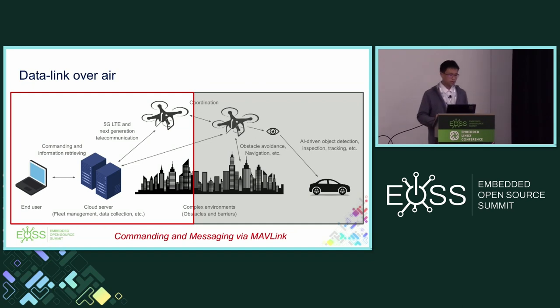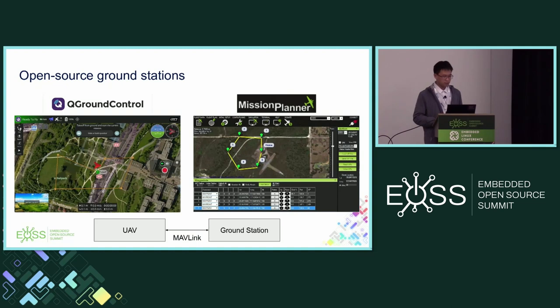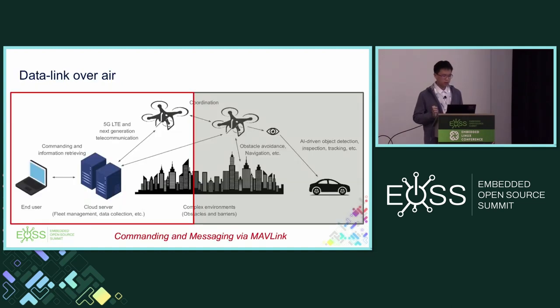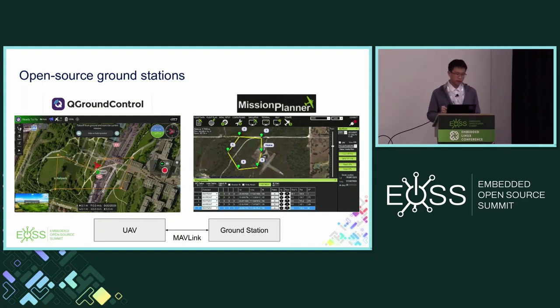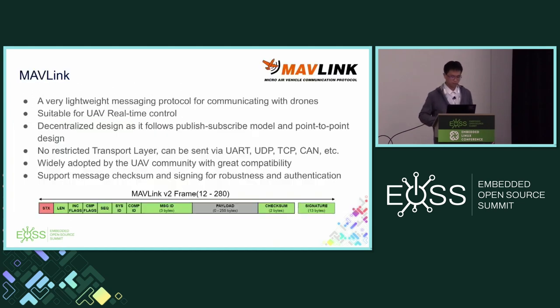First, let's talk about the data link part. I will start with the protocol called MAVLink. There are many open source ground stations, and among these, the two most popular ones are QGroundControl and Mission Planner. These two are both great software, and they both use MAVLink as the software protocol.